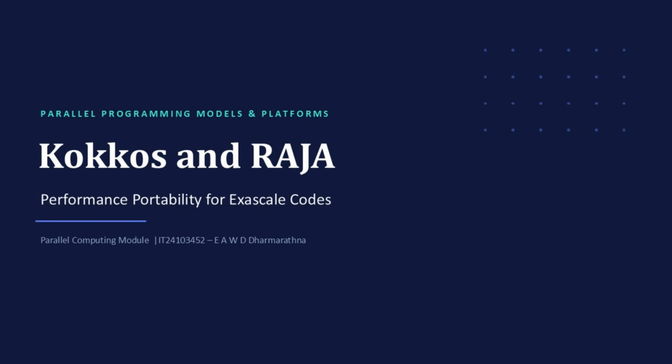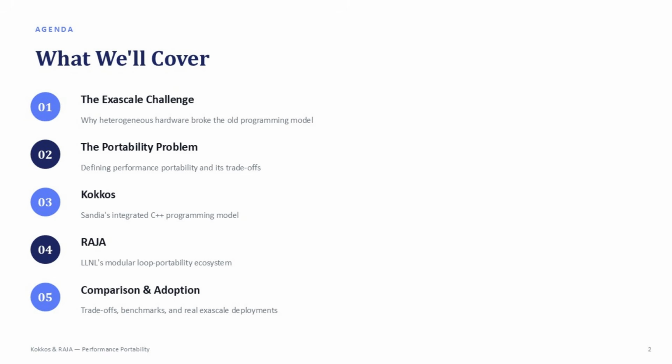Imagine we write a program once and we want the same program to run on different types of computers without rewriting everything. This is the main idea behind Kokkos and RAJA. Today I am going to explain what Kokkos and RAJA are, why they are useful, and how they help us write portable and high performance programs.